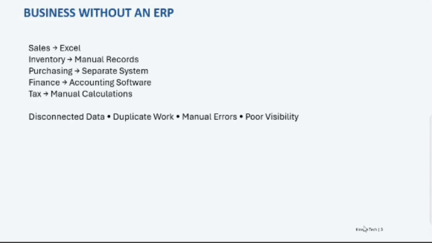So in a business without an ERP system, sales are recorded in Excel. Inventory is monitored by manual record. Purchases can be operated by a separate system. Finance can be handled by accounting software. So that is where accounting software really comes in, and that is where a lot of people usually get confused when they have an accounting software and they purport to have an ERP system. And then tax can be done using manual calculation.